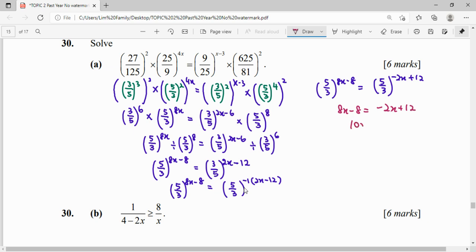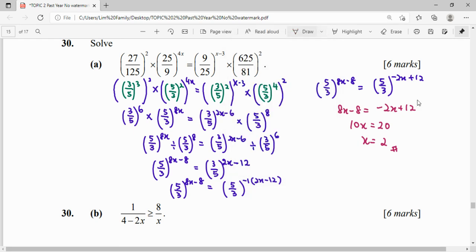Simplify this, move your x to the left hand side, so add together we get 10. Move this 8 to the right hand side, add together we get 20. Therefore, x equals 2.